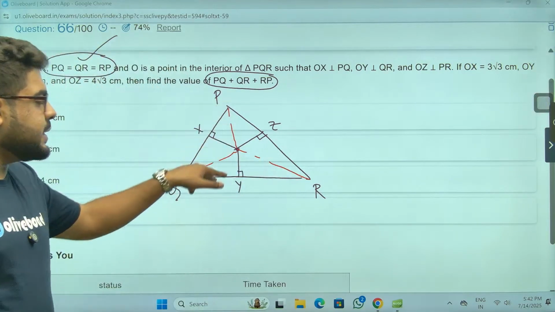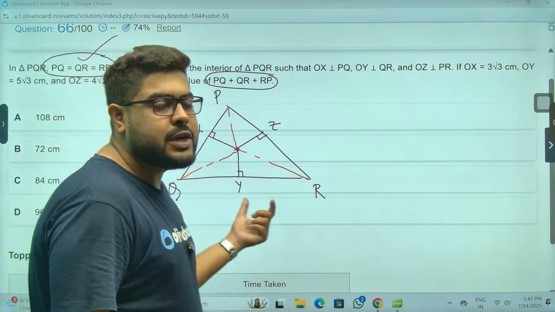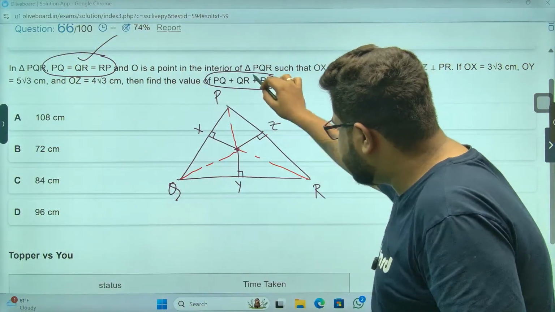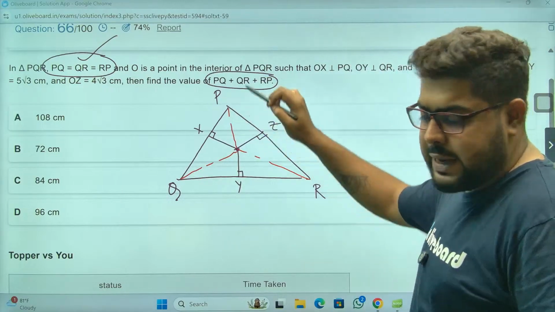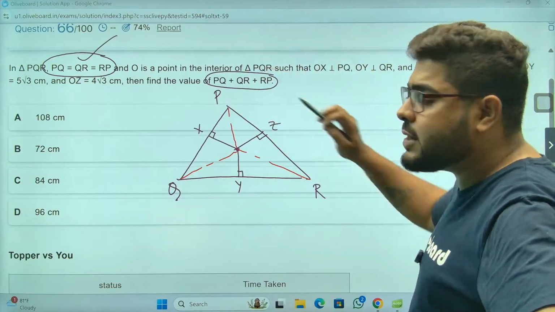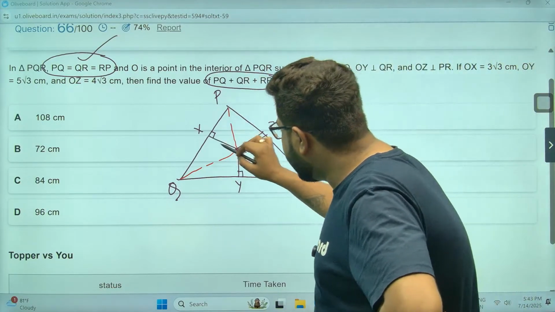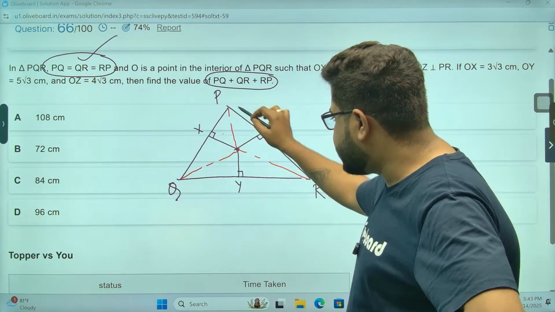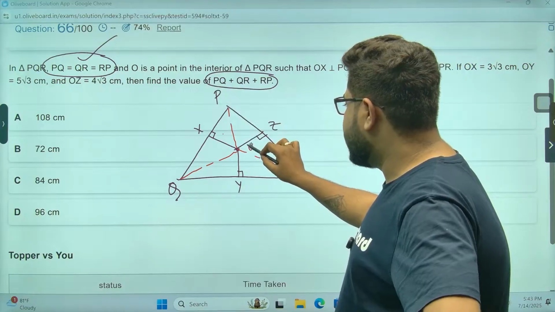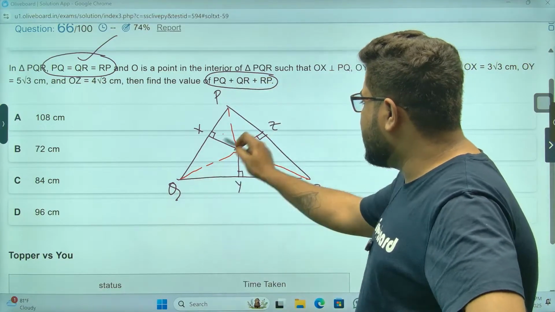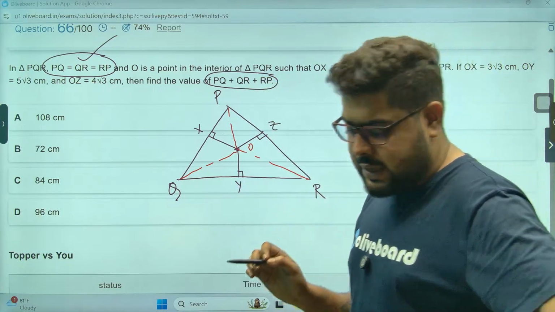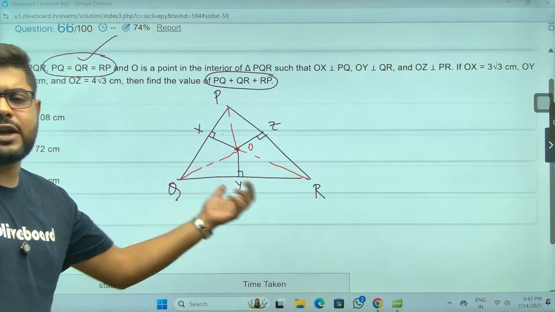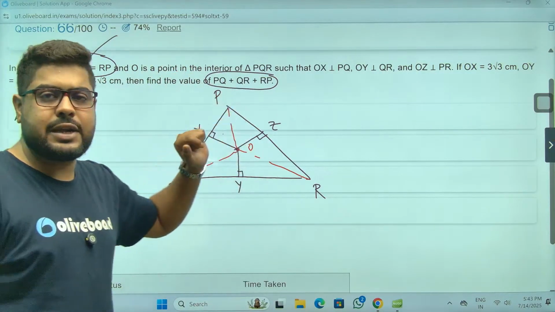Sir, if you just join these three, you will see one thing. PQ, QR, and RP are all of the same length because it is an equilateral triangle. Whenever you get the area, let's say O is a point. So POQ, QOR, POR. The sum of the areas of these three triangles is equal to the area of the whole triangle.